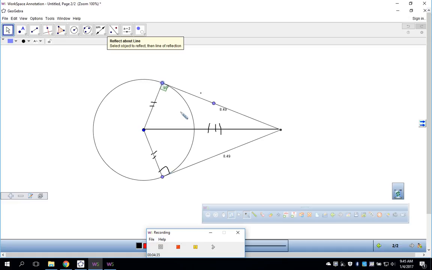Are these triangles congruent? Yes. Why? What would this be? Which triangle congruence would let me say that this triangle is congruent to that triangle? Side-side-angle. Is side-side-angle a way to prove triangles are congruent?